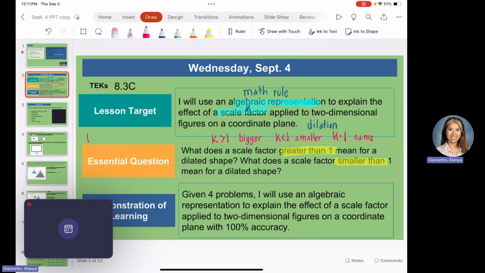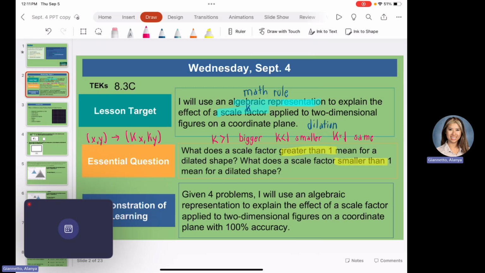So remember that all algebraic rules have to start off with x comma y. And then for dilation, the rules are kx comma ky. Remember that k is just a variable, right? So it represents a number. So when we have a number times x comma the same number times y, we're multiplying. So anytime we're dilating, we're multiplying.